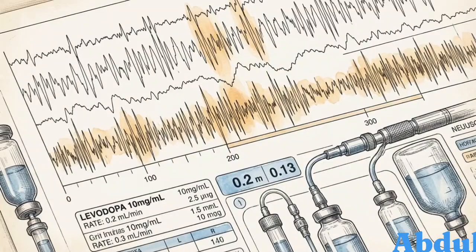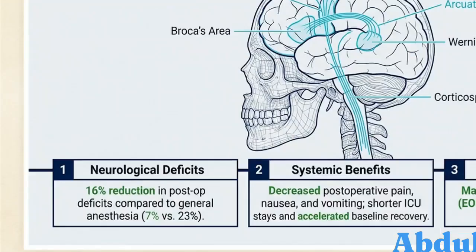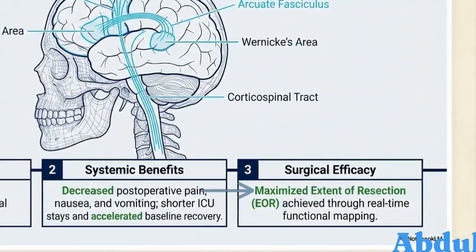and continuous neurological monitoring. This data table tracks surgical outcomes, documenting a 16% reduction in postoperative neurological deficits when operating under the Awaik protocol compared to general anesthesia. This method allows surgeons to maximize the extent of tumor resection while actively preserving patient quality of life.